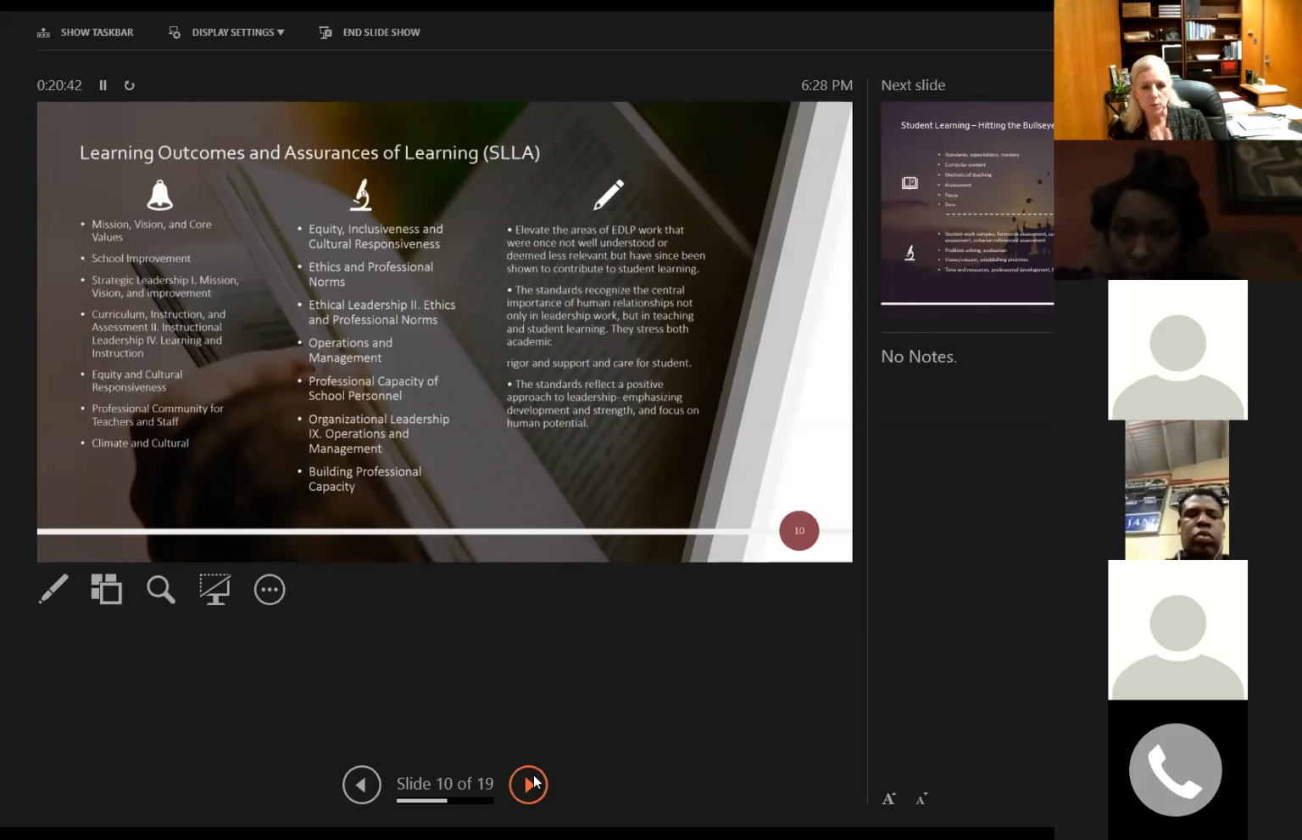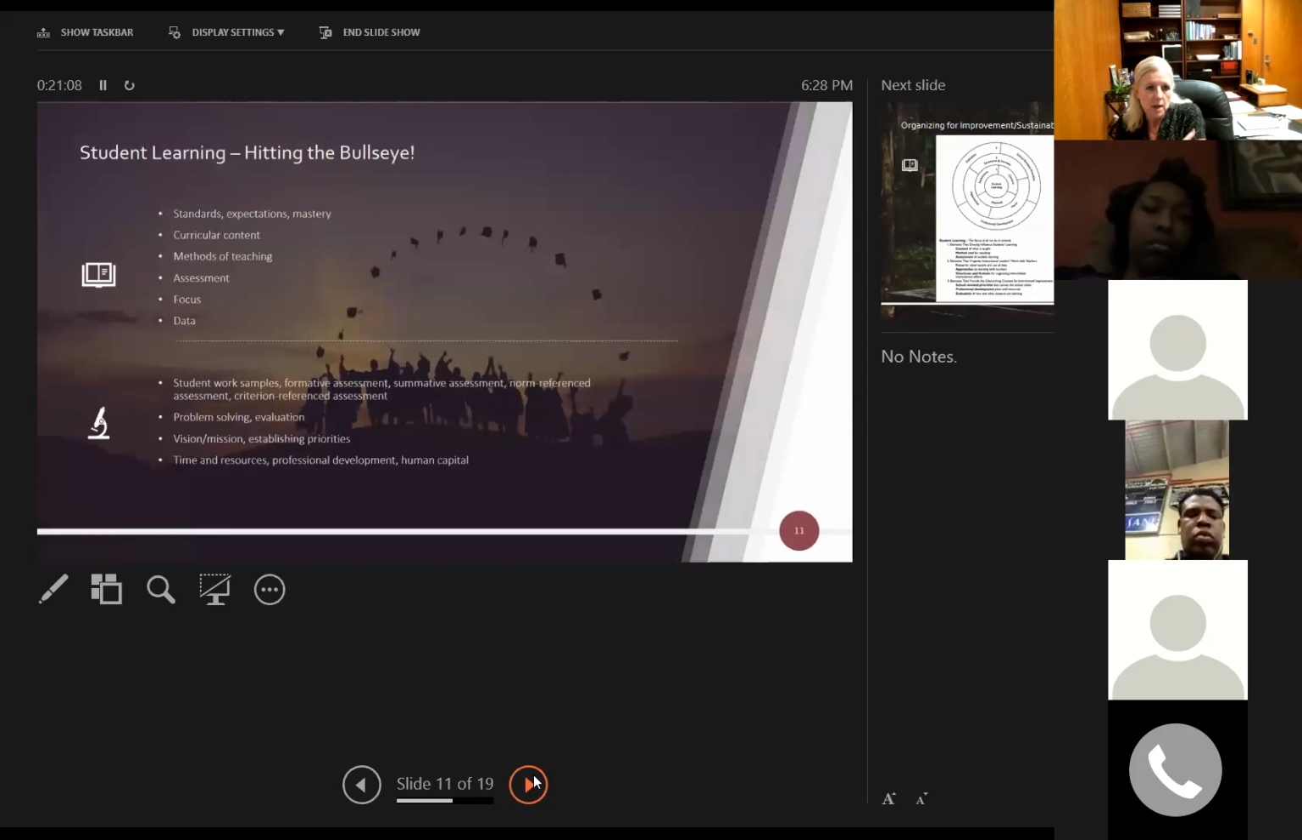This is all wrapped within the idea of equity, inclusiveness, cultural responsiveness, and how ethics and professional norms can help to guide us with this. Operations and management, even though this isn't a course about that, it does matter and again provides that support system that is needed. You could go through and read these at your leisure, but just to give you some idea of where we're going, I took the same ideas and broke them down into quick little bullets. So if you're one of those people that likes to skim things, here we go.